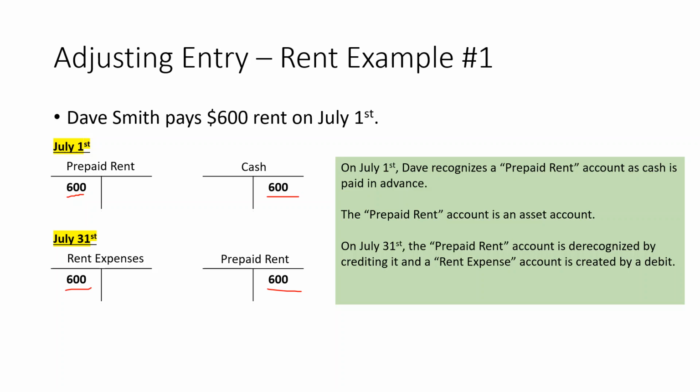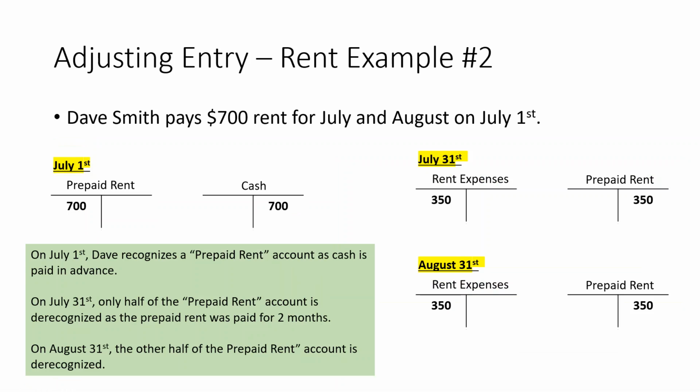He prepaid rent for $600. It was an asset on July 1st because it gave him rights to land, which was used to produce business, to rent office space, right? And later, at the end of the month, it was no longer prepaid because the time limit's up. Therefore, it becomes an expense.